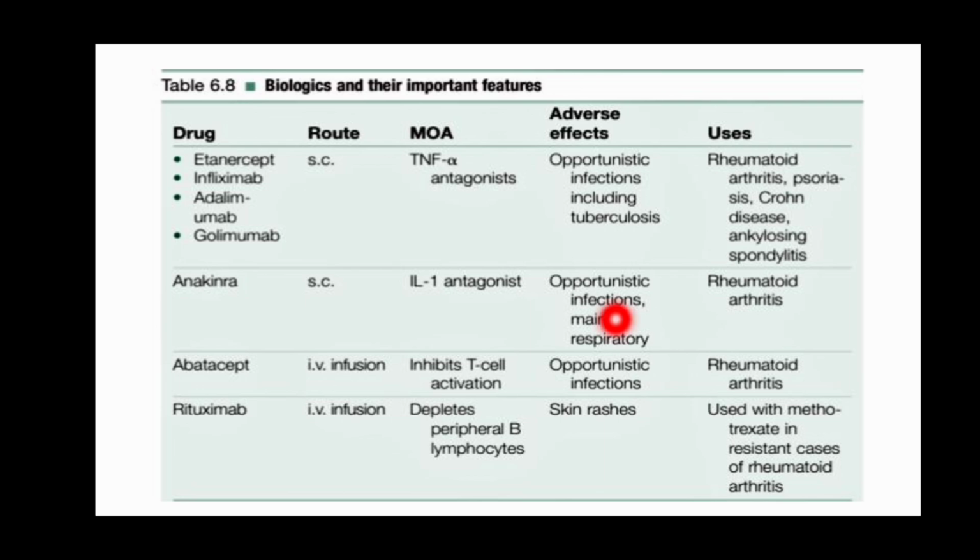First one is TNF alpha inhibitors, that is etanercept, infliximab, adalimumab and golimumab. The IL-1 inhibitor is anakinra. The T cell activator inhibitor is abatacept, and rituximab is a CD20 inhibitor. The most common adverse effects of biological usage are that it aggravates opportunistic infections like tuberculosis and respiratory infections, and skin rashes. And these are all used in rheumatology.